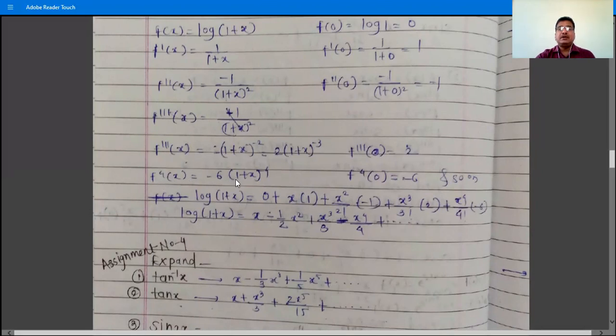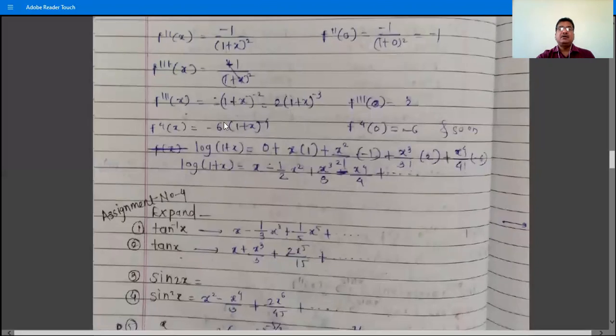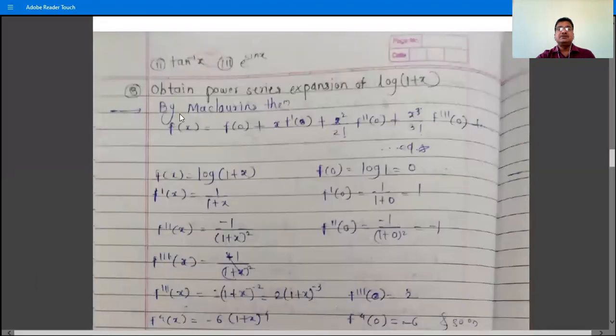Then the fourth order derivative, the derivative of this quantity, is minus 6: 2 into minus 3 is minus 6, 1 plus x raised to minus 3 minus 1 means minus 4. So the value at 0 is minus 6, and so on. You can find out the fifth order derivative, sixth order, and then log 1 plus x is equal to, that is, substitute the values in equation star.